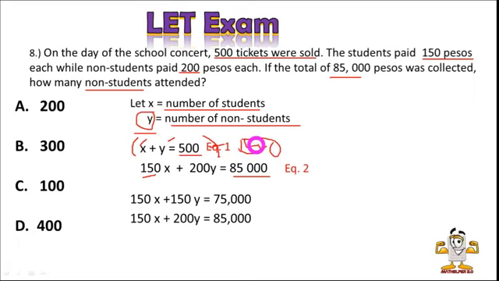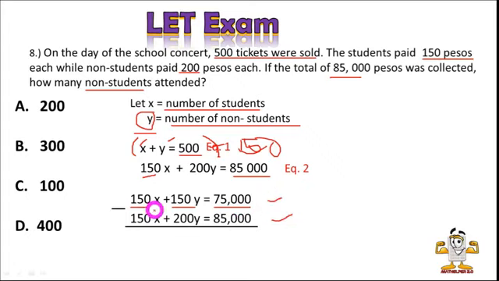So 150 times x is 150x. 150 times y is 150y. 150 times 500 is 75,000. So, subtract po natin yung dalawang equation, yung equation 1 at saka equation 2.